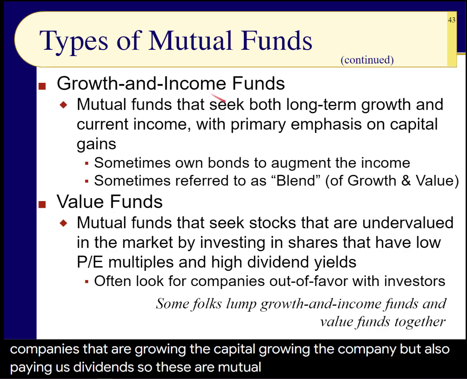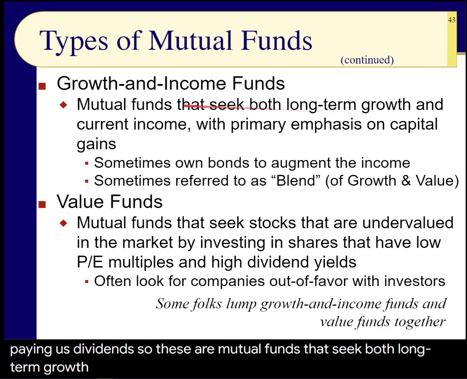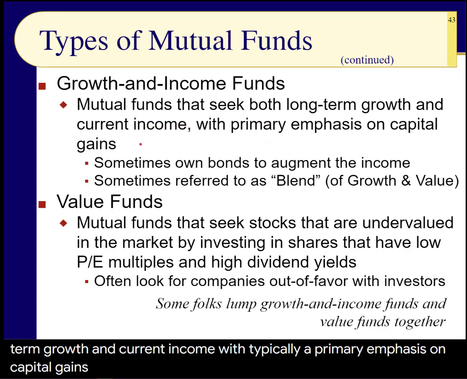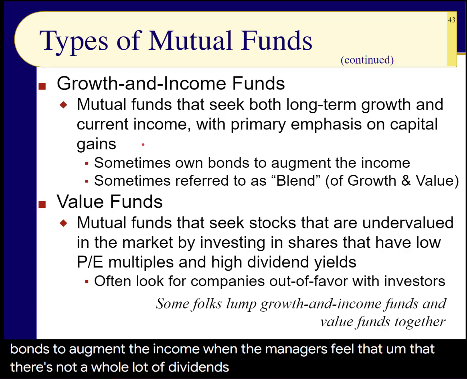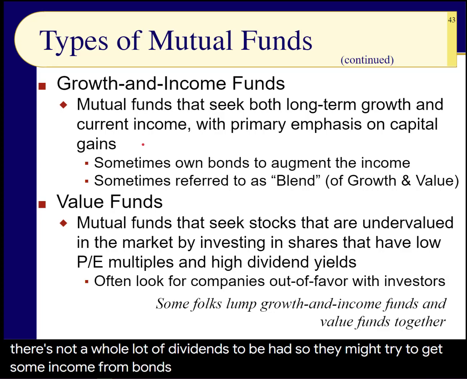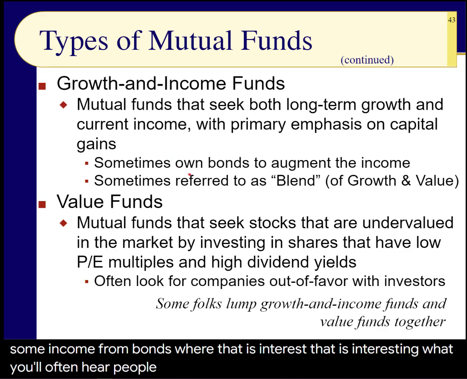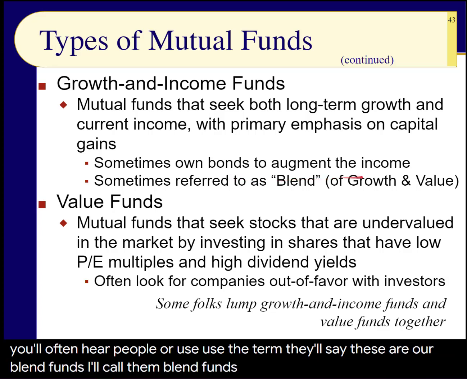So these are mutual funds that seek both long-term growth and current income, with typically a primary emphasis on capital gains. Sometimes they may own bonds to augment the income when the managers feel that there's not a whole lot of dividends to be had, so they might try to get some income from bonds, where that is interest. What you'll often hear people say is that these are blend funds. They'll call them blend funds of growth and value. Now, what are growth and income funds?